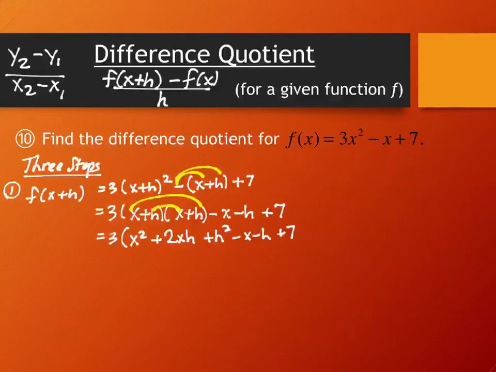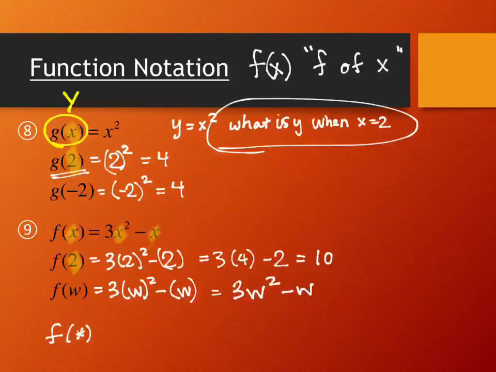Our last step, I'm sorry, I did leave off a parenthesis. My apologies. Let me put that in there. After that h squared, there was a parenthesis. My last step within this step 1 is to distribute the 3 through. So I'll multiply my 3 through that parentheses to each of the terms, giving me 3x squared plus 6xh plus 3h squared. And I do still have the negative x, negative h, and 7. All of that is f of x plus h. So if on a problem like this over here, you were simply asked to find f of x plus h, you would be done.